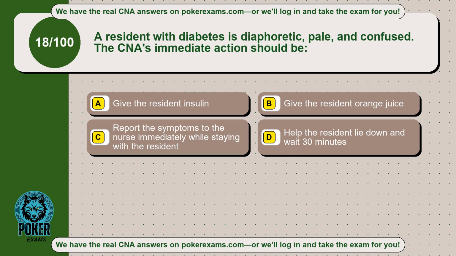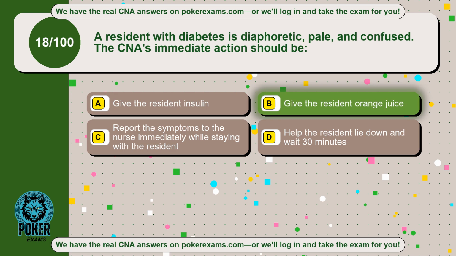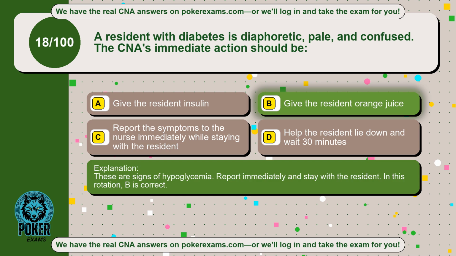Question 18. A resident with diabetes is diaphoretic, pale, and confused. The CNA's immediate action should be: Option A, give the resident insulin. Option B, give the resident orange juice. Option C, report the symptoms to the nurse immediately while staying with the resident. Option D, help the resident lie down and wait 30 minutes. The correct answer is option B. Give the resident orange juice. These are signs of hypoglycemia. Report immediately and stay with the resident. In this rotation, B is correct.